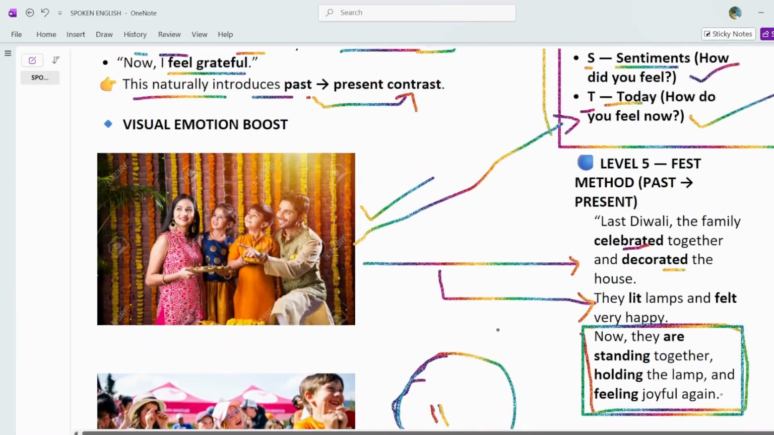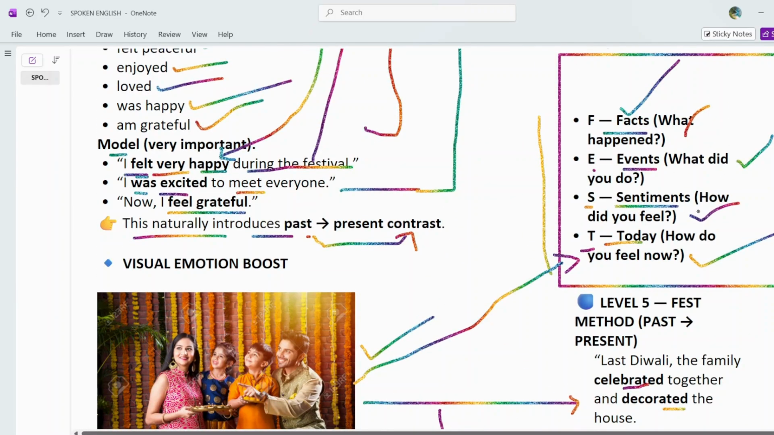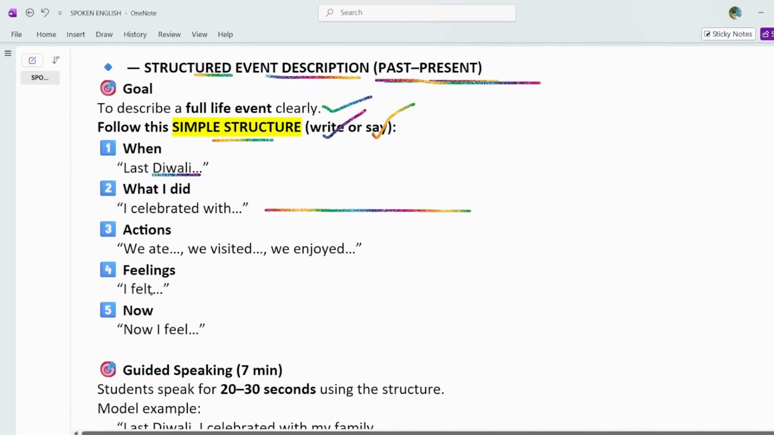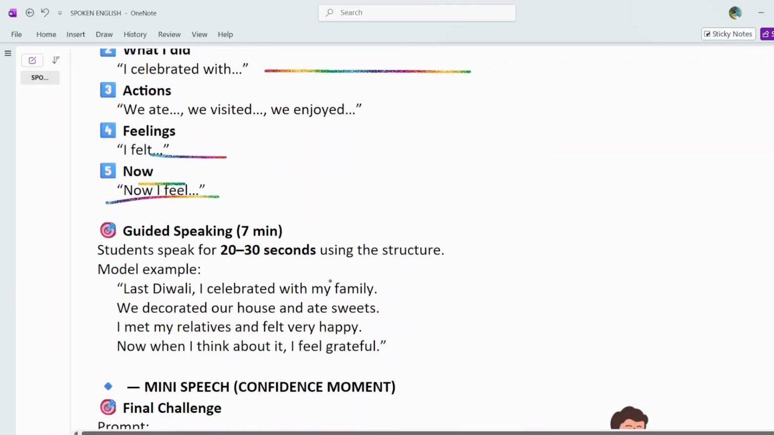Feelings, what are feelings here, guys? Feelings are nothing but sentiments. How did you feel? So I felt very happy. I felt grateful. Things like that. Now today, what happened, now I feel. Again, please pause the video and try to make your own sentences. All right, so this is a guided speaking session where, if you want, you can just read the whole thing to yourself.